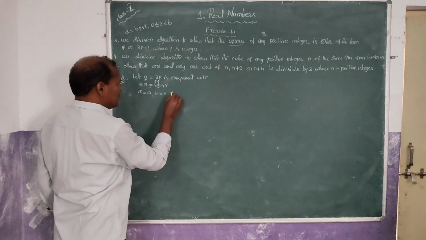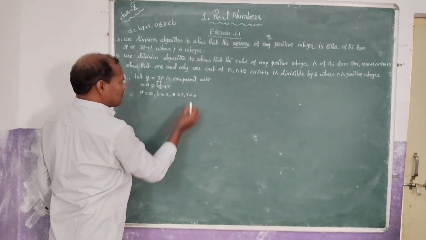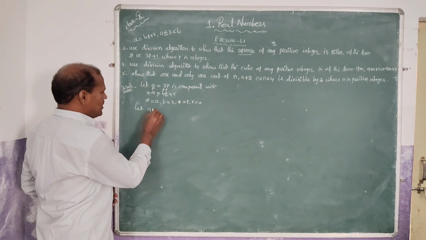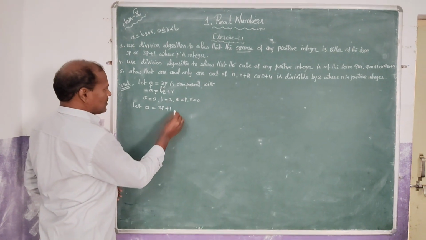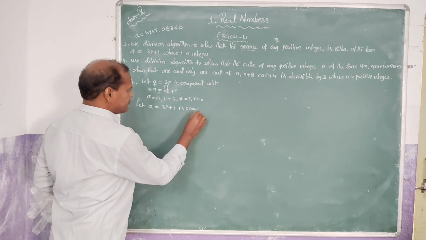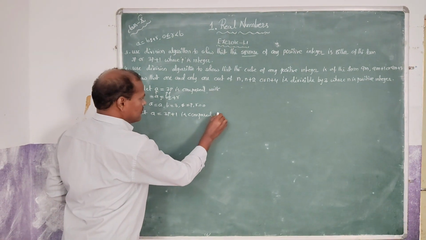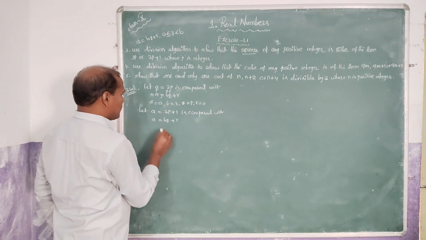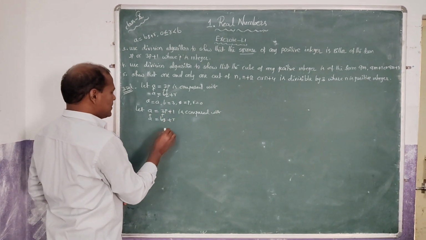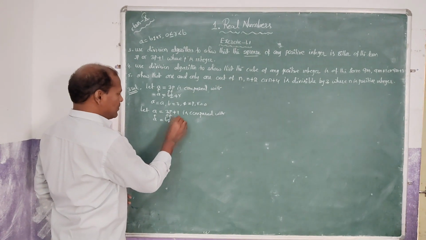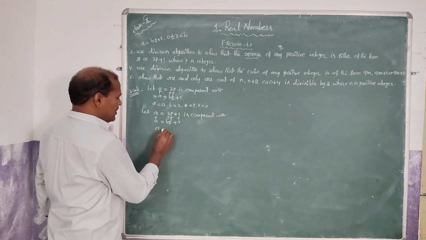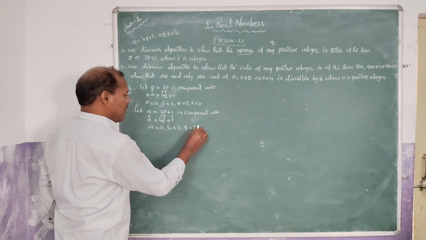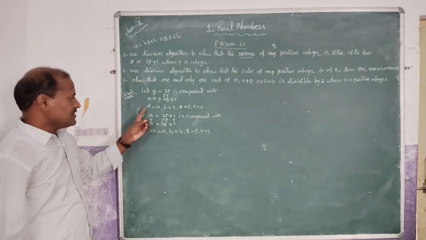Next, q is equal to p, r is equal to 0. First compare is complete. The second one: let a is equal to 3p plus 1 is compared with a is equal to bq plus r. Here a is equal to a, b is equal to 3, q is equal to p, r is equal to 1. Compare is completed here.